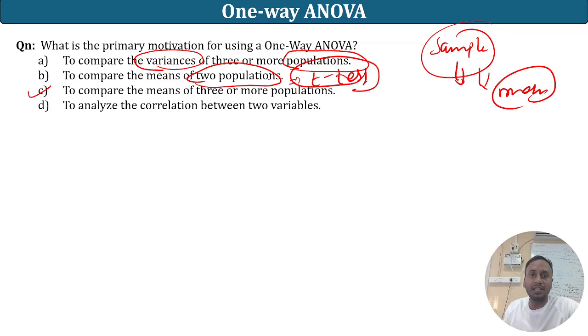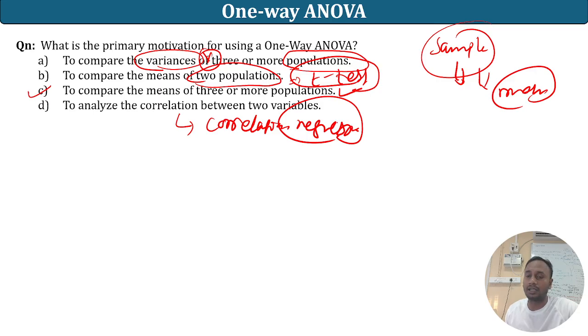So this can actually be done by a t-test, so this is not the motivation. To compare the variances, that's also not the motivation. To compare the means of three or more, that is true. To analyze the correlation between two variables, no, that is done with correlation analysis. Regression and all will be checked with that, not ANOVA. So the correct answer is C. I think it's clear.